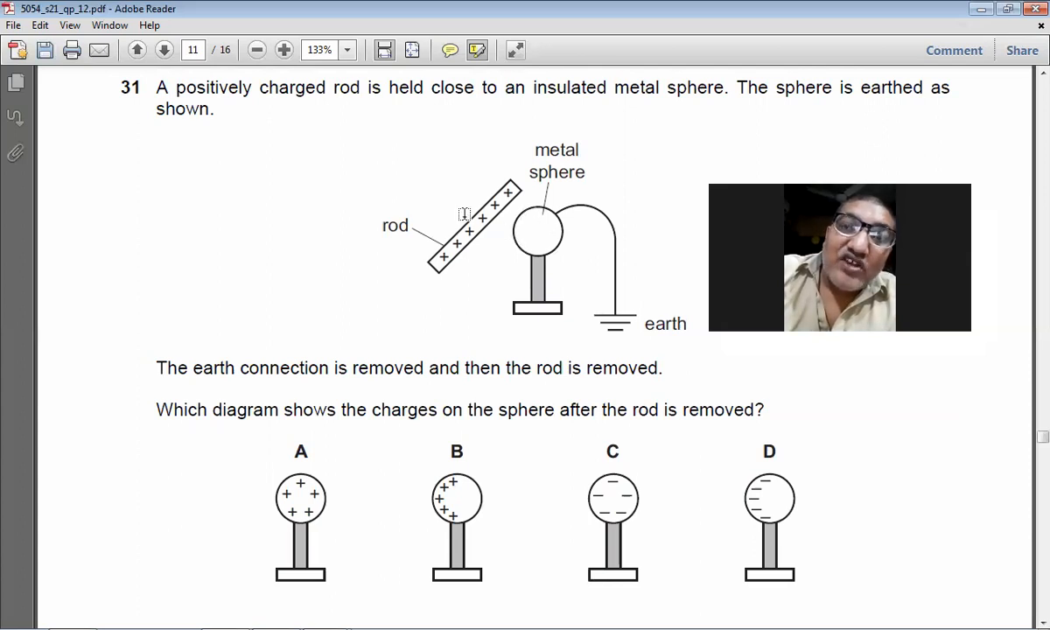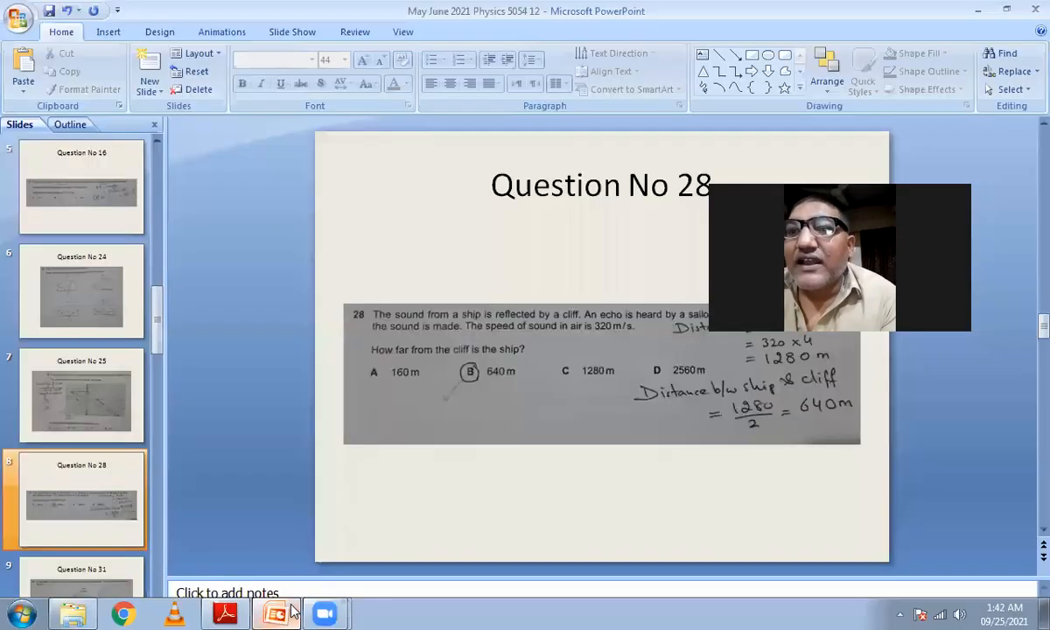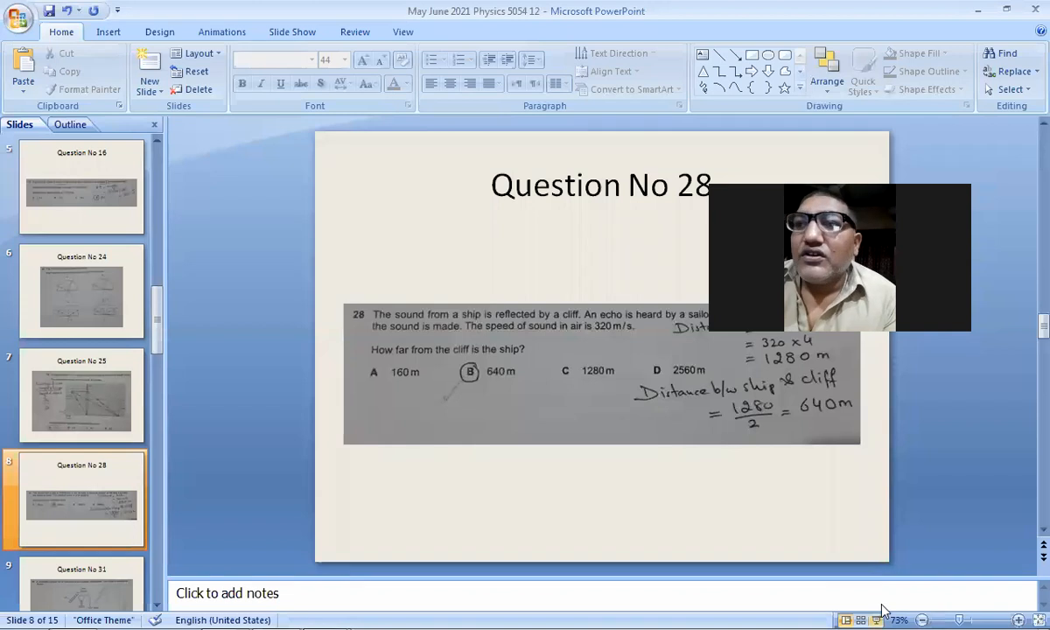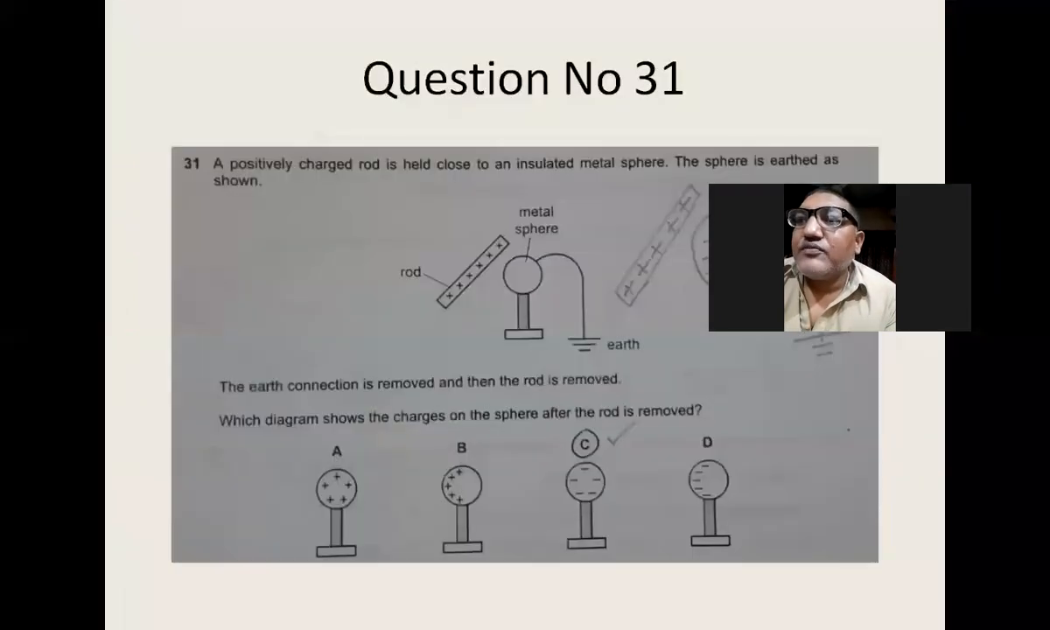But these electrons which were here due to this rod are still there. So when you break this earth, what will happen? When you remove this rod, you will realize that it has now got extra electrons from the ground. So this sphere will become negative. I hope you have understood. So I think C is the option, but let me show you. I have done this on a diagram also, so you can understand it more easily.